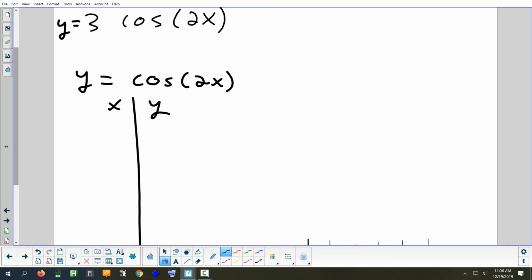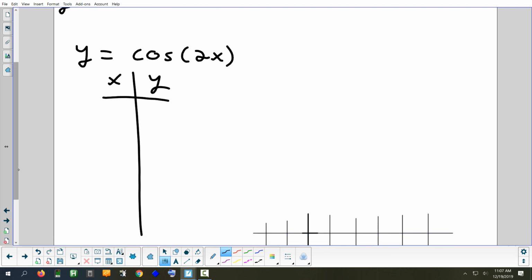Okay, how about Eric? What kind of transformation is that? It's going to be a horizontal shrink. That's our period change. It's going to shrink horizontally. Horizontal is the x's. So x's are going to change, y's stay the same. Jacob, what are my y values for cosine? One, zero, negative one, zero, one. Yep.